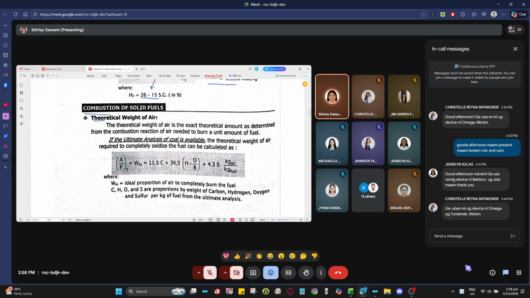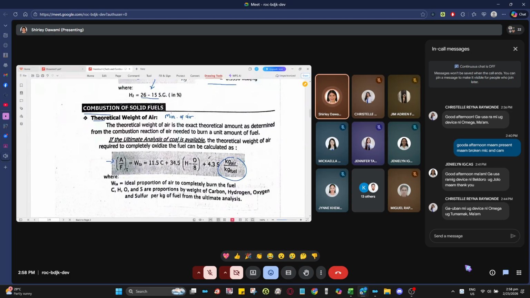So anyway, the theoretical weight of air is the minimum, no? Minimum amount of air needed for complete combustion. Again, theoretical weight of air is the minimum amount of air needed for complete combustion. The unit is kilogram air per kilogram of fuel, because we also have actual weight of air. So theoretical weight of air is also known as air-fuel ratio.